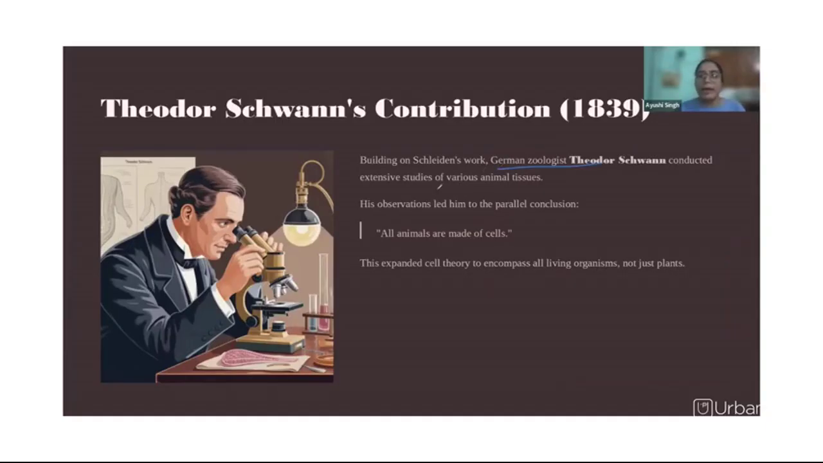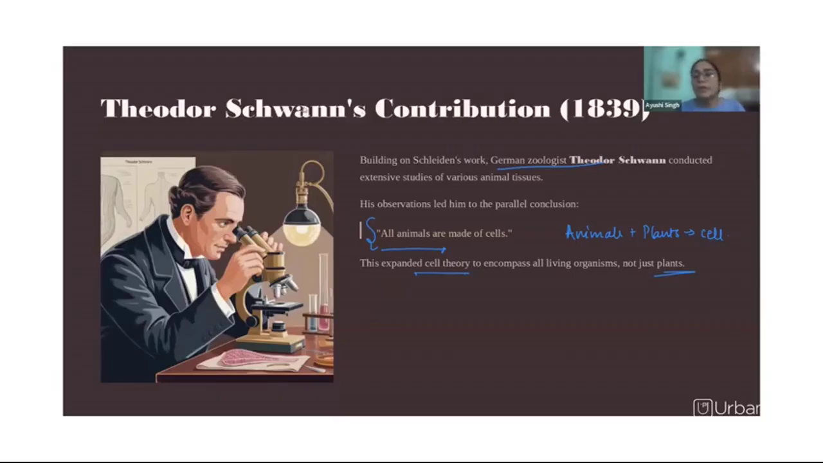And what he did was he came to a conclusion and put forward that all animals are made up of cells. So this helped us expand our cell theory, knowing that not only plants are made up of cells, but animals and plants both are made up of cells.